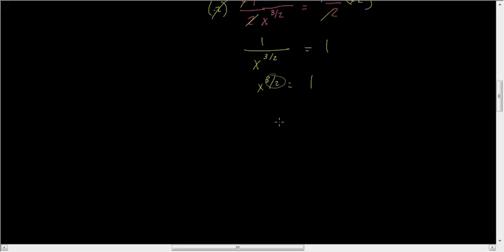Let me neaten this up a little bit. I really want x to the first. In order to cancel fractions like 3/2, I have to multiply it by 2/3. In order to multiply exponents, I have to raise them to a power. And so this is to the 2/3 power. And that equals 1 to the 2/3 power. 1 to any power is just 1. This cancels those. And now you're left with x equals 1.